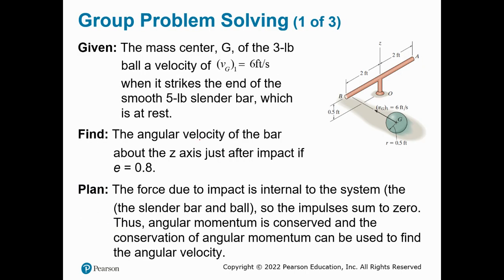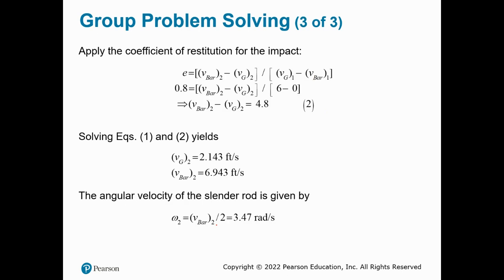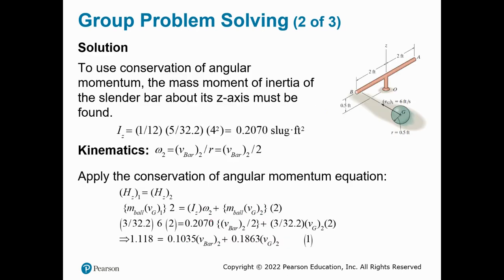Next example, we have a sphere with mass center G, a 3 pound ball, with initial velocity VG1 of 6 feet per second. It strikes the end of the smooth 5 pound bar, which is initially at rest. We're looking for the angular velocity of the bar about the z-axis just after impact if e equals 0.5. We saw this before: whenever we have an impact, e refers to the coefficient of restitution.